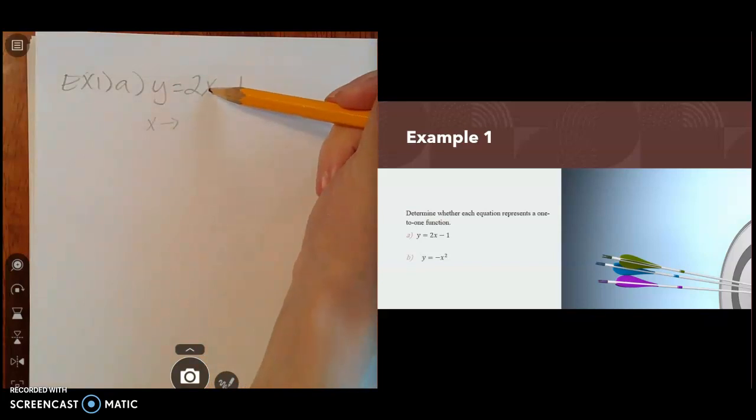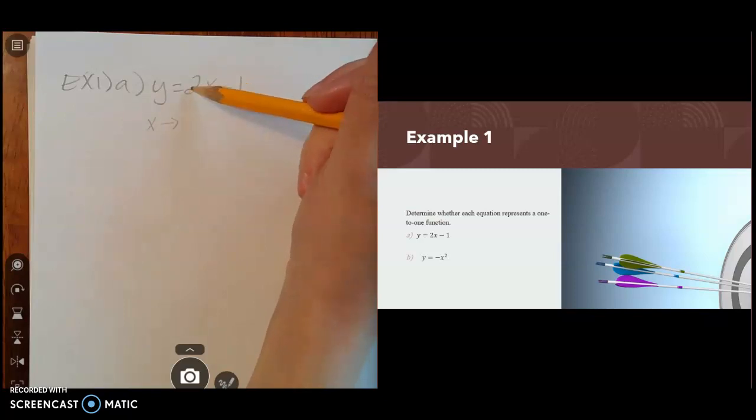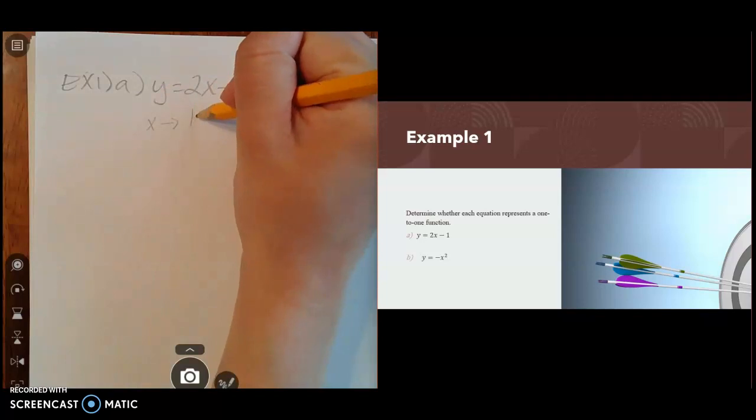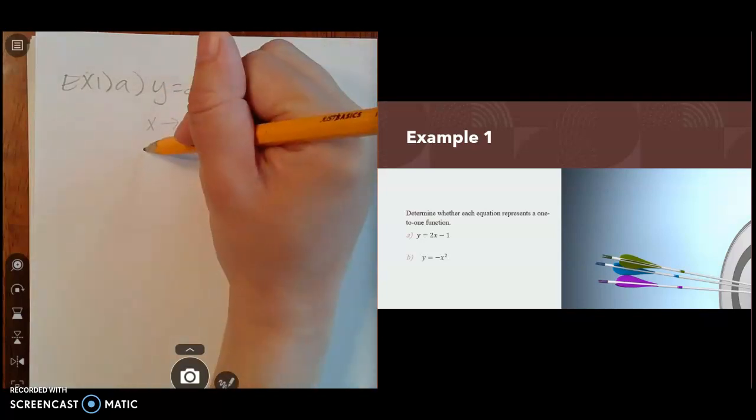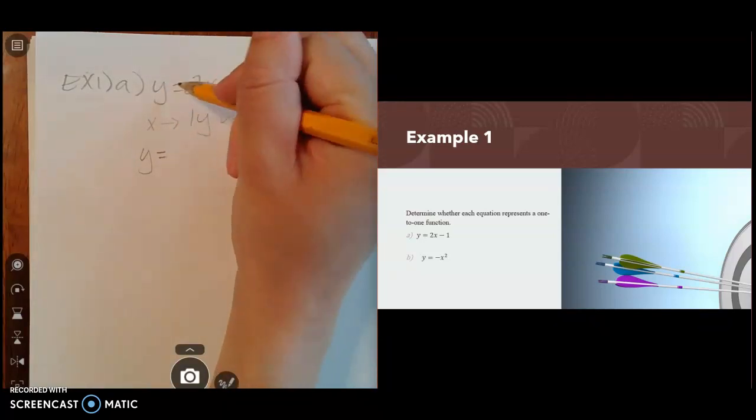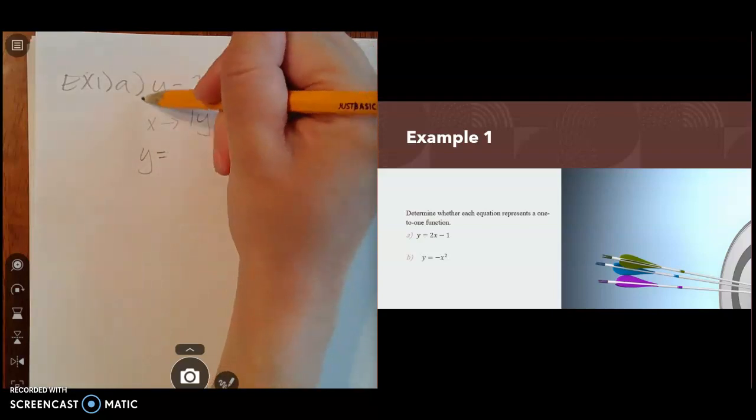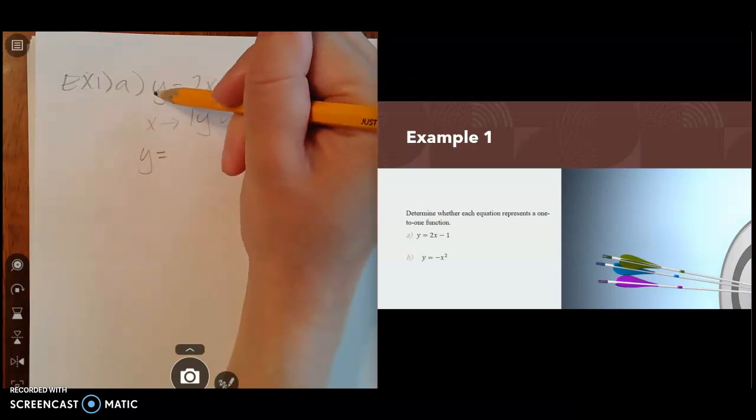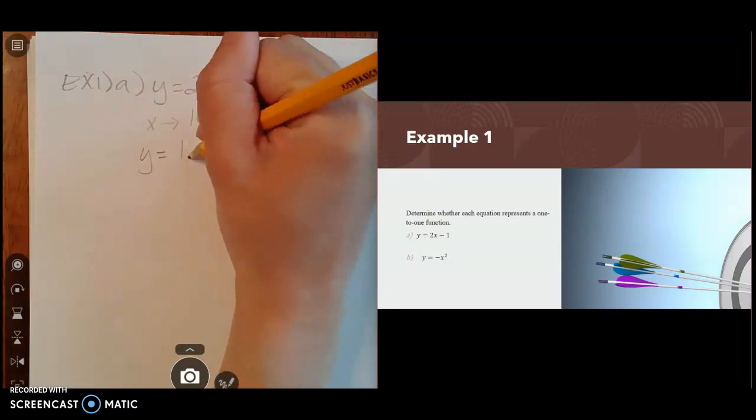If I plug in an x value, it doesn't matter which one I use, I would multiply it by 2 to solve for y. So that would just give me one value. Then I would take whatever I get and I would subtract 1, which again would only give me one value. So I would only get one y value. So that's good. Alright, what if I start out with a y and I need to solve for x? I would add 1 to both sides, so then that would just give me one value again. And I divide both sides by 2, which again would only give me one x value.